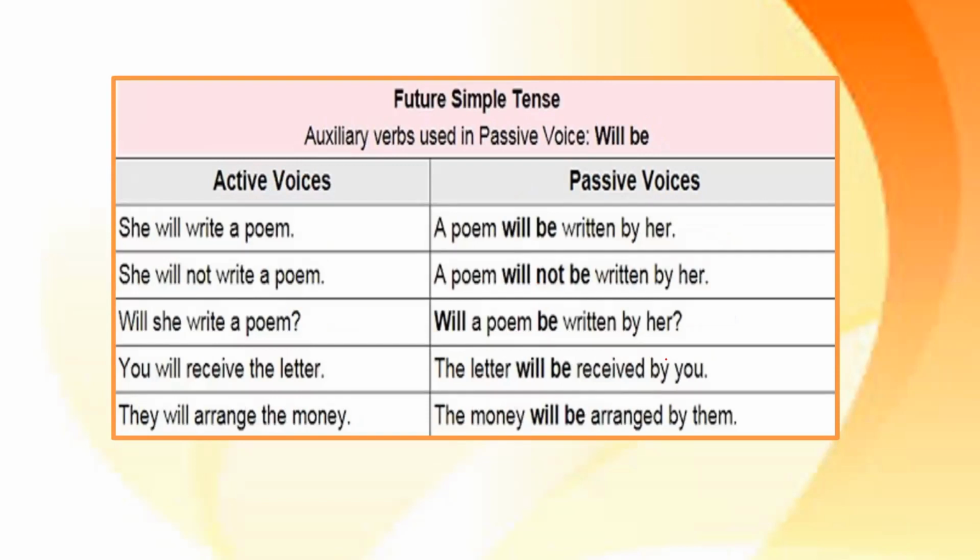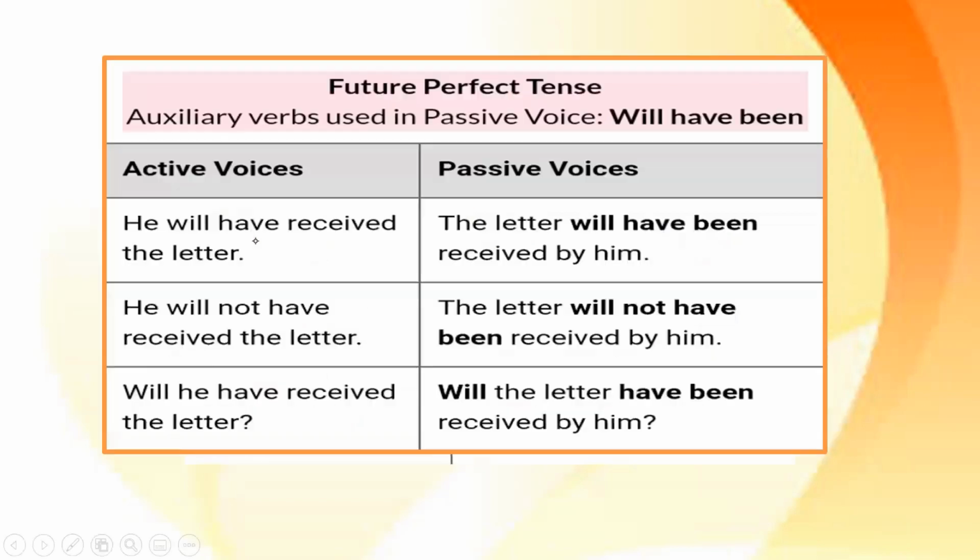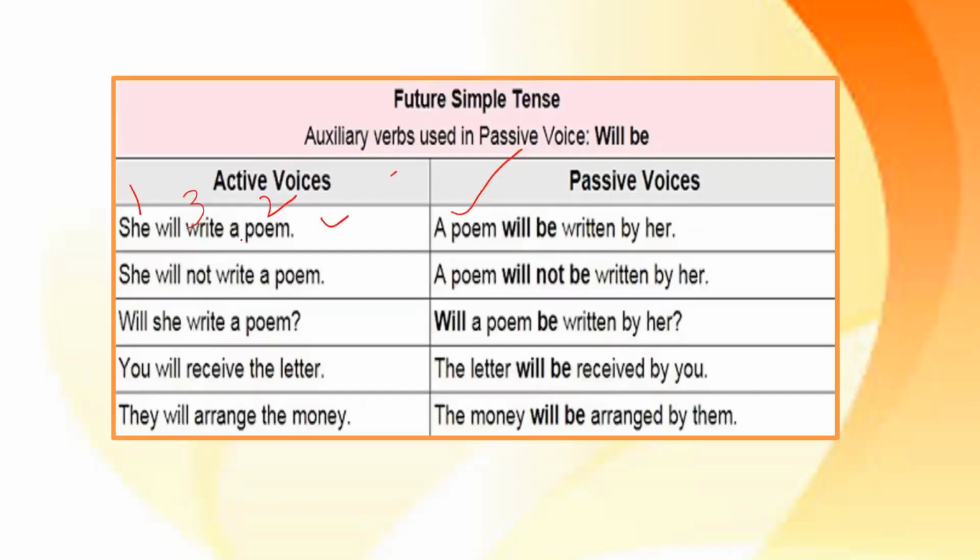Then future simple tense. See the examples. The first example, she will write a poem. She is the subject, a poem is the object, and the main verb here is write. A poem, this is the object here. This has become the subject in the passive voice, and the helping verb is will be, and written. This is the past participle form of the verb write, and by her.